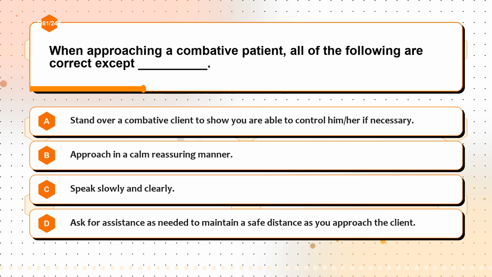Here are the options. Option A, stand over a combative client to show you are able to control him/her if necessary. Option B, approach in a calm, reassuring manner. Option C, speak slowly and clearly. Option D, ask for assistance as needed to maintain a safe distance as you approach the client.